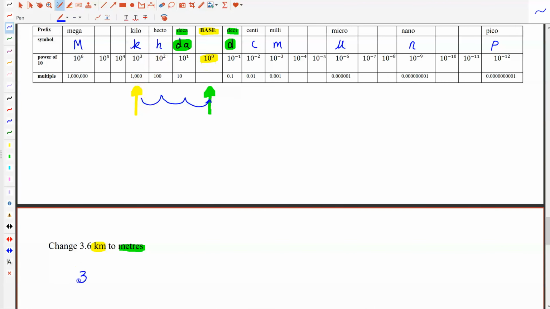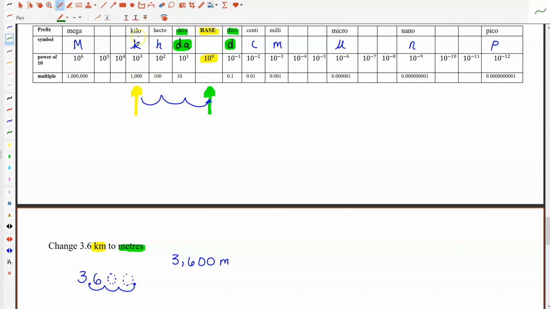In this number right here, the decimal point is right here. I'm going to move it 1, 2, 3 spots to the right. In order to do that, I'm going to need to put in some filler zeros. So to change 3.6 kilometers to meters, this would be 3,600 meters.